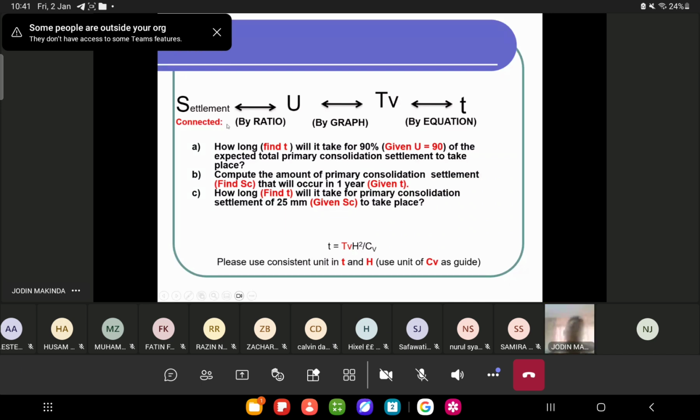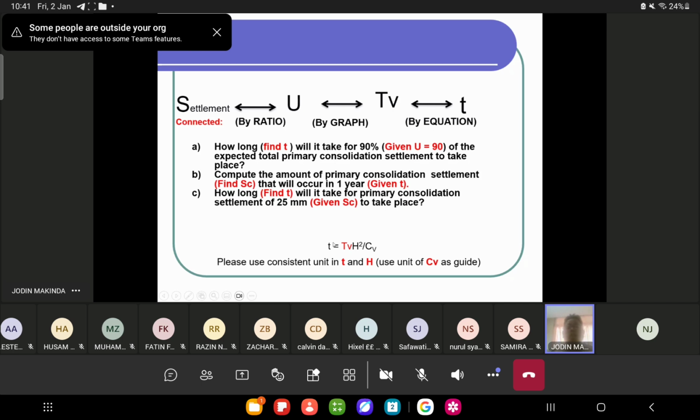So pay attention. Make sure you use consistent unit. Jangan sekejap cm, sekejap meter. The easier way is use the CV value as your guideline in this equation. If CV is meter per month, maksudnya H must be meter, time must be month. If CV is centimeter square per minute, maksudnya H must be centimeter, T must be minute.